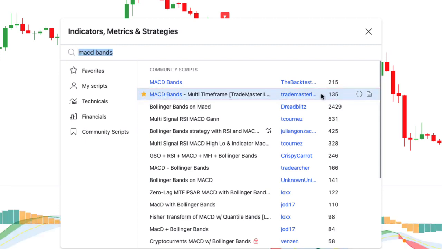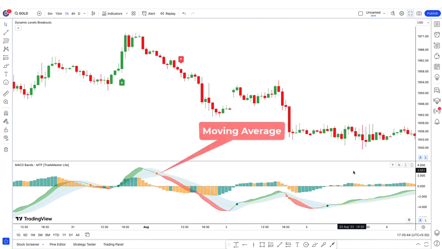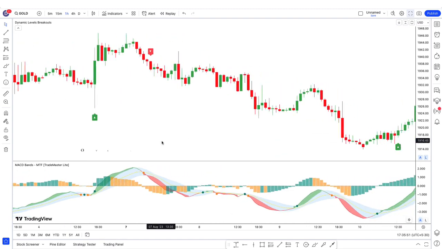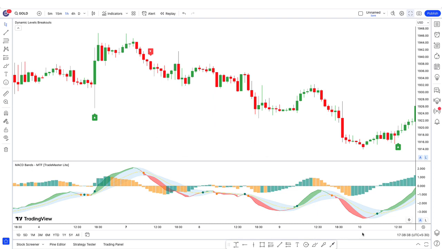MACD is a classic trend-following indicator that uses moving averages to identify changes in momentum. It can be used to identify trend changes, overbought and oversold conditions, and potential reversals. Because this indicator is multi-time frame, it is way more effective than a regular MACD. Let me show you what the multi-time frame feature does.